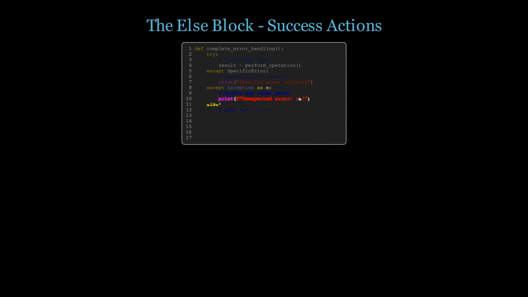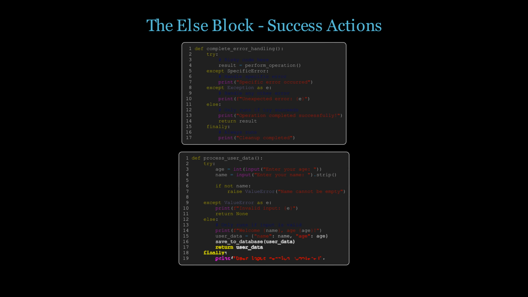The complete try except structure includes all blocks. The else block only executes when the try block succeeds completely. This is useful for success-specific actions like saving data, sending confirmations, or logging successful operations. Finally always runs for cleanup regardless of what happened. In this example, the else block only runs when user input is valid. It welcomes the user and saves their data to the database.